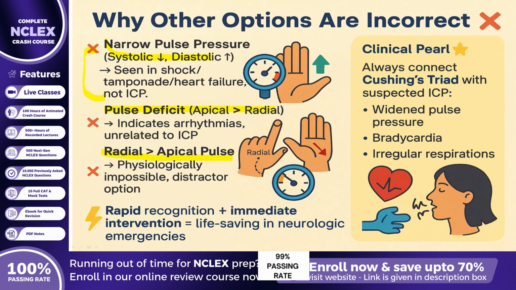To close this explanation with a clinical pearl, always think of Cushing's triad when suspecting increased intracranial pressure. The three hallmarks are widened pulse pressure, bradycardia, and irregular respirations. These are late and dangerous signs, often occurring just before brain herniation.